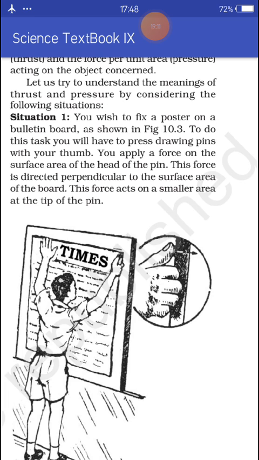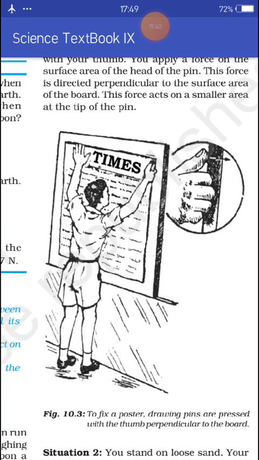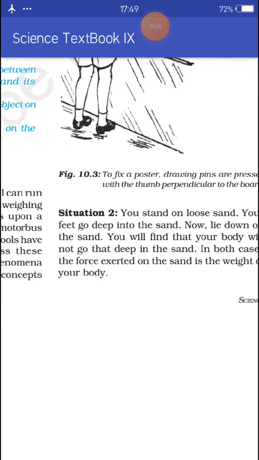Situation number 1. You wish to fix a poster on a bulletin board as shown in figure 10.3. To do this task, you will have to press drawing pins with your thumb. You apply a force on the surface area of the head of the pin. We apply pressure on the head. This force is directed perpendicular to the surface area of the board. This force acts on a smaller area at the tip of the pin. With a small pin we can put up the whole poster on the board.